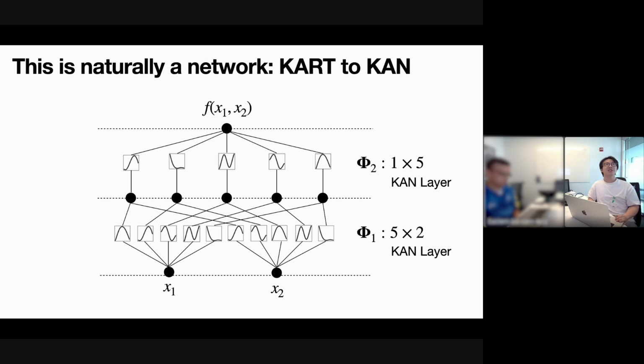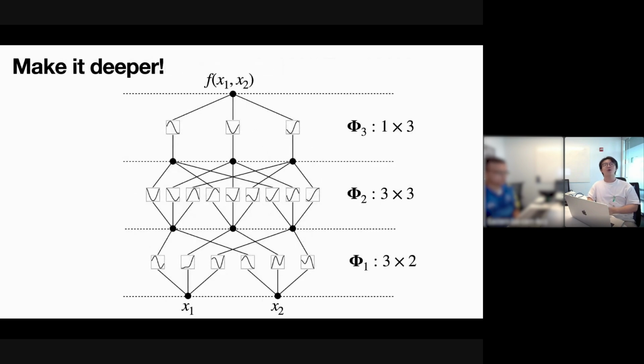So what's nice about this diagram is that this is naturally just a neural network. It clearly has 2 layers. The first layer has 2 inputs and 5 outputs, and the second layer has 5 inputs and 1 output. So this is basically just a stack. You get this network by stacking 2 so-called CAN layers. Once we have this abstraction, the CAN layer, we are now in a position to stack more CAN layers to get deeper neural networks.